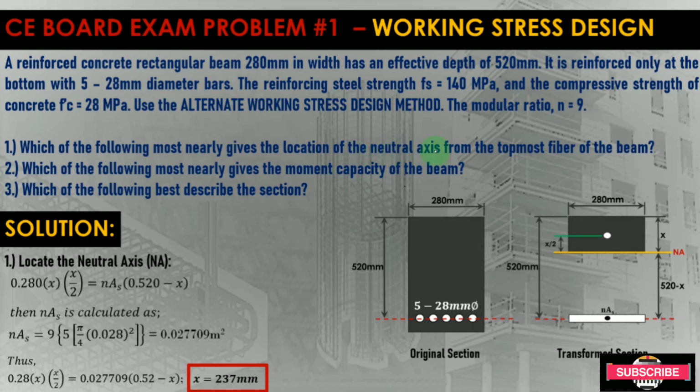The location of the neutral axis from the topmost fiber of the beam. Meaning this is the topmost fiber of the beam, and its location to the neutral axis is at a distance x. So this is it, 237 millimeters. And we are going to proceed now to the second question, the moment capacity of the beam.